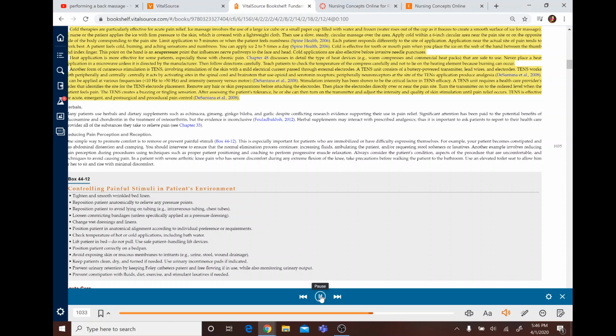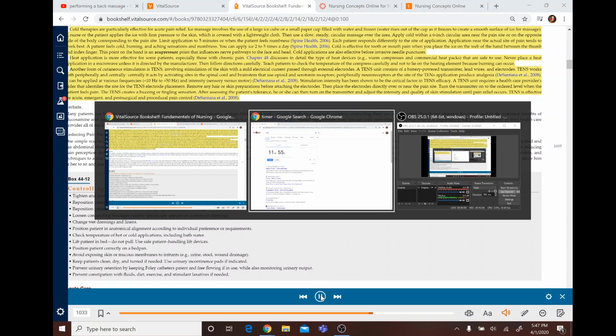Apply cold within a 6-inch circular area near the pain site or on the opposite side of the body corresponding to the pain site. Limit application to 5 minutes or when the patient feels numbness. Each patient responds differently to the site of application. Application near the actual site of pain tends to work best. A patient feels cold, burning, and aching sensations and numbness. You can apply ice 2 to 5 times a day.